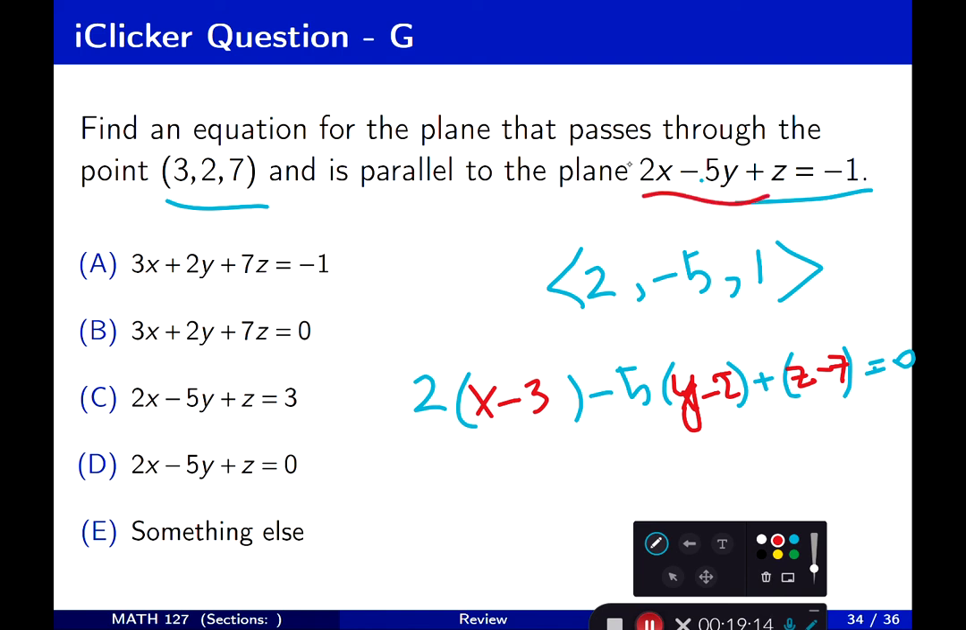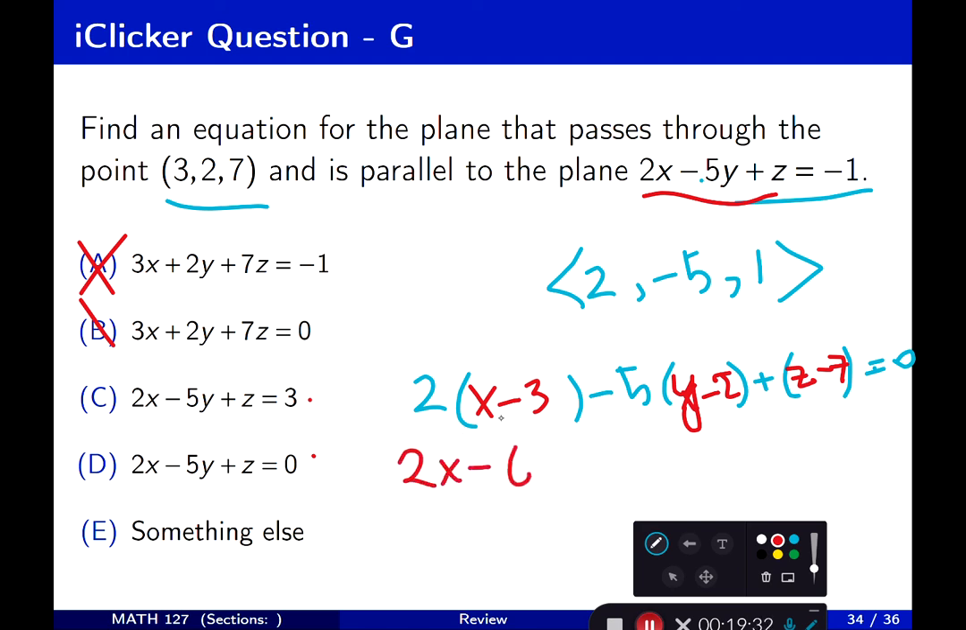See that this is the normal vector, and so this one is out because it's not the same normal vector. This one is out because it's not the same normal vector. I have to figure out between these two which one is the answer. The only way I can figure it out is if I multiply everything through.